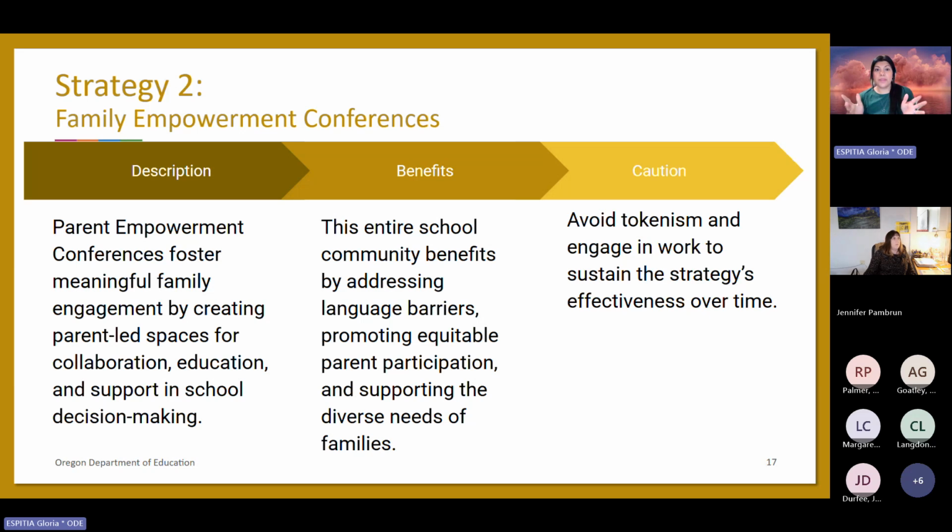And so if we think about what this looks like, when we think about parent empowerment conferences, you can take a typical conference setting and just really flip it, where instead of me telling a parent how their student's doing and what support they need, I'm the facilitator creating that space to really learn from them and ask what I can do?